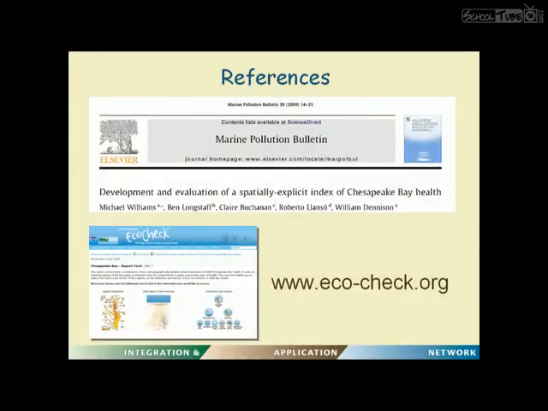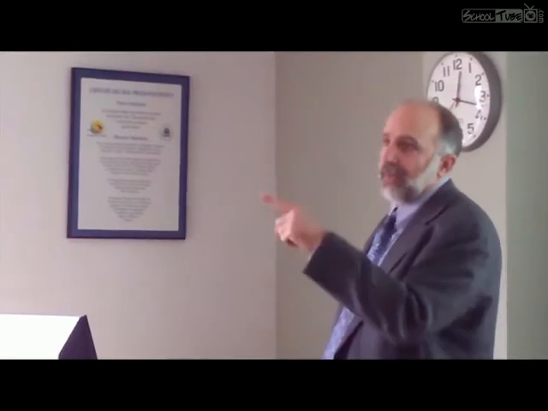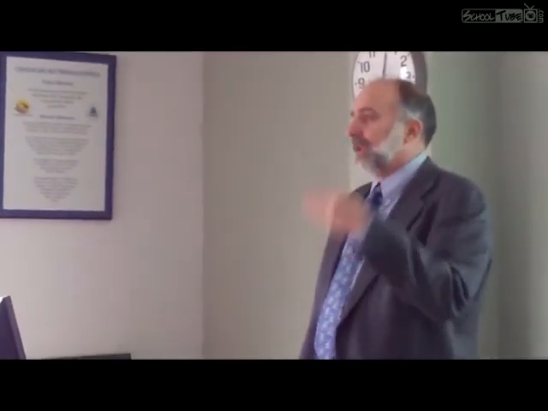For reference, I'll point you to a paper in Marine Pollution Bulletin by Micah Williams et al., who has the analysis and methodology of the Integrated Bay Health Index, and the EcoCheck website, which has the ability to go region by region, tributary by tributary, and generate graphs of not just the combined indicators, but the individual indices, the chlorophyll and the dissolved oxygen and the clarity that go into the water quality index, for example. So that gives you a chance to drill down and explore that.